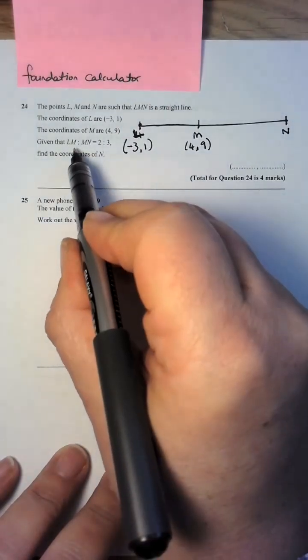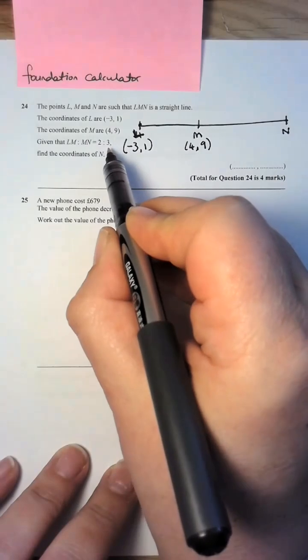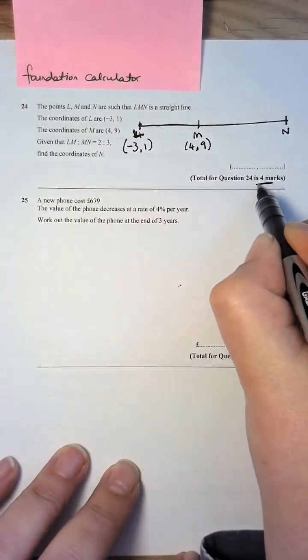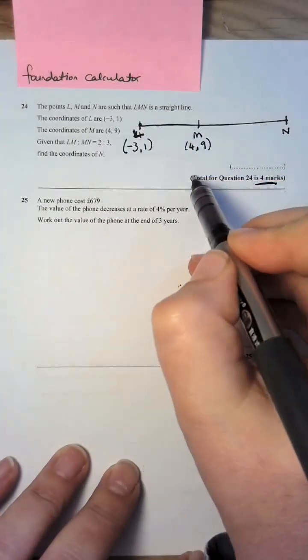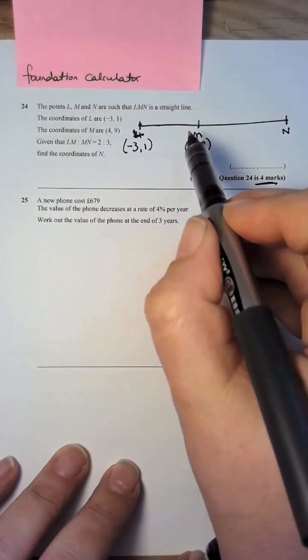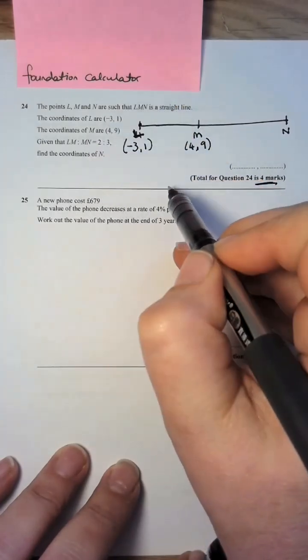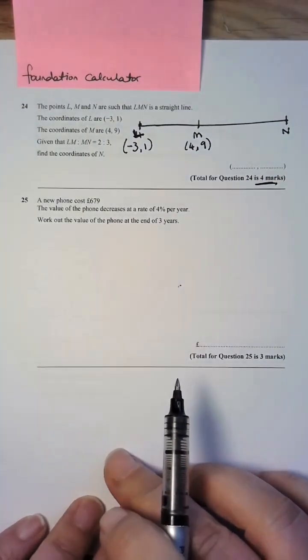Given that LM and MN are in the ratio 2 to 3. I just looked there. It is a 4-mark question. It's really involved. They're giving you such a small space. You can ask for extra paper in an exam. And this question, I might use an extra sheet of paper. Let's see how I get on, but I might use the space down here as well.